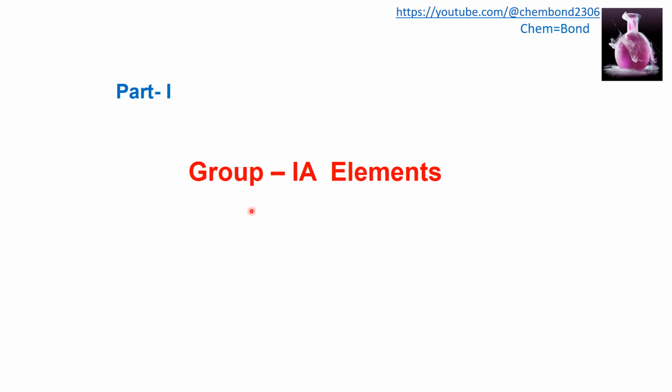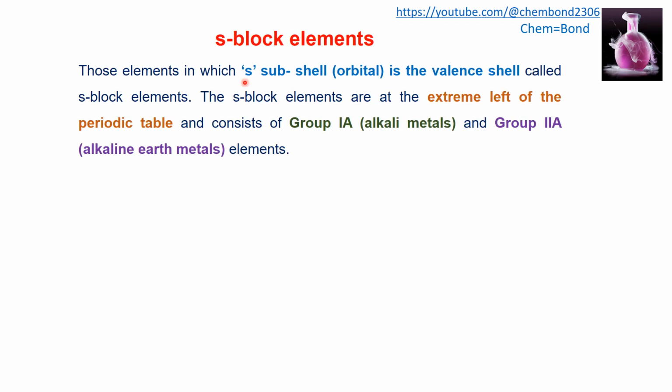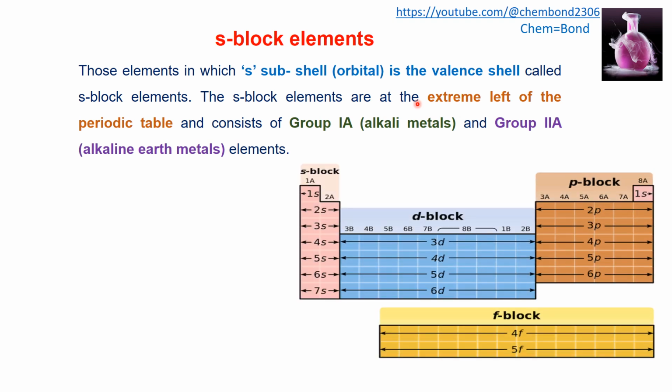Lecture video will be about the group 1A elements. S block elements. The elements in which the S subshell orbital is the valence shell are known as S block elements. The S block elements are present at the extreme left of the periodic table, while at the extreme right there is P block, and in between S and P there is D block.